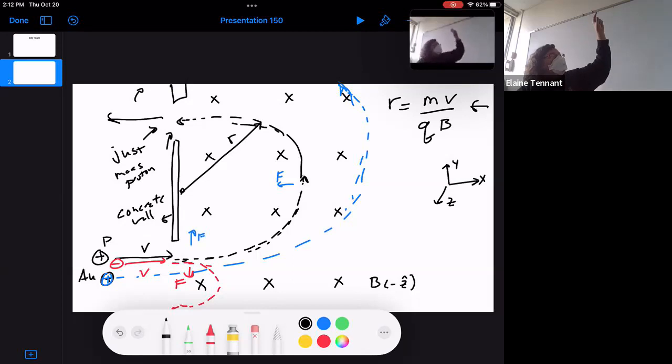But you can put the hole wherever you want, and you judge that based on the mass of the thing going out. Does that make sense? And so that's a mass spectrometer. Everyone kind of happy with that?